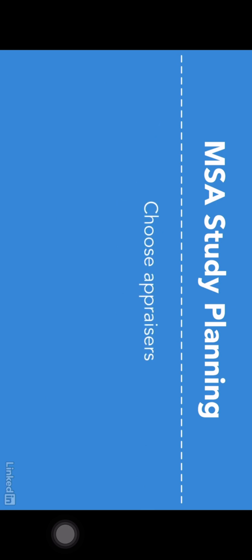Next, select appraisers from the normal assessment team. Then, make sure the sample items are numbered in advance. Also, assessments should be made in a random order. Appraisers should not know which part is being measured.